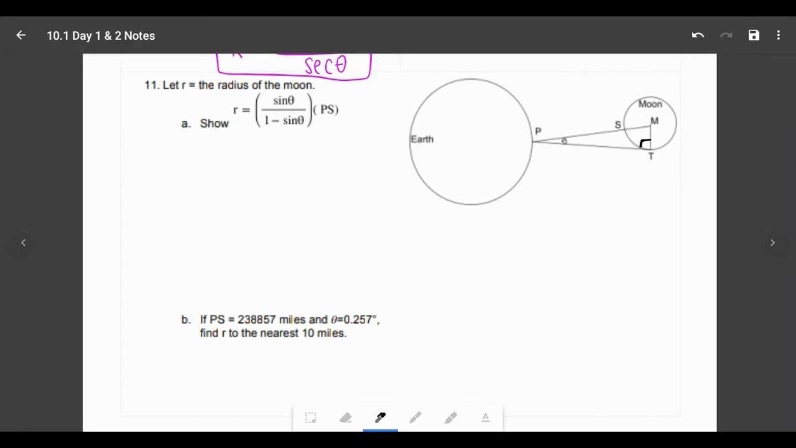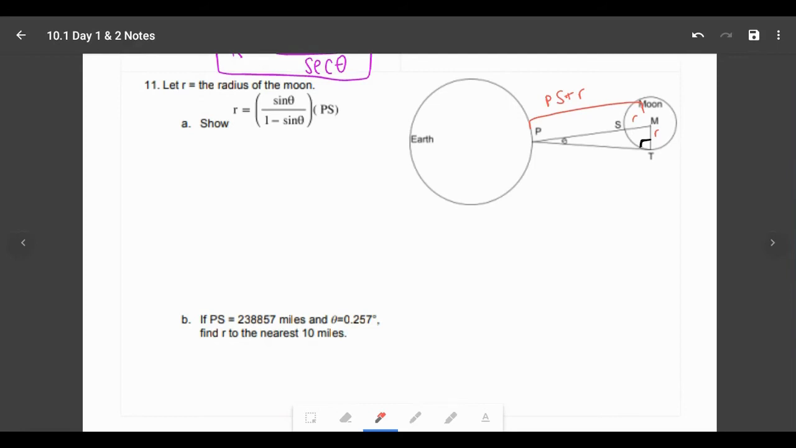And so for part A, we are trying to show that r equals sine theta over 1 minus sine theta times the length PS. Okay, so what are we going to do here? Well, since we know that we have this right angle, this is my radius r, and this is also my radius r. And since my answer has PS, I might have to think about the length of PM being PS plus my radius r.